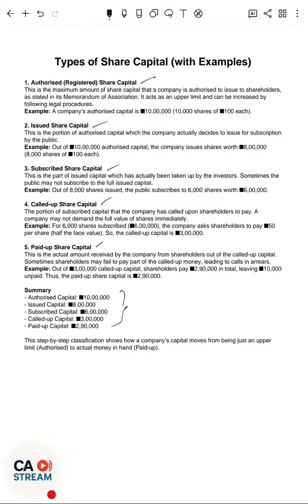Authorized, issued, subscribed share capital, called up and paid up share capital.